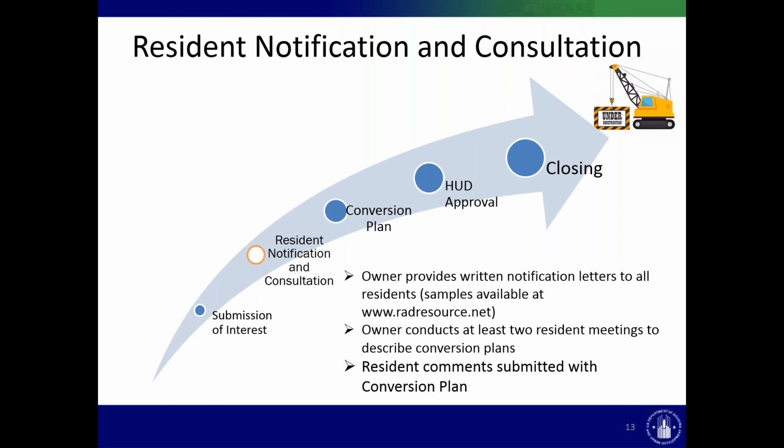Owners must conduct at least 2 resident meetings to describe conversion plans. In some cases, owners might be meeting with residents more frequently if the conversion involves more complicated plans. Any comments that the owner receives during these meetings or in this process must be submitted with the conversion plan, as well as the owner's response to the comments. During this period, owners will typically also be working with residents that may need to be temporarily relocated. Such discussions will generally be on an individual basis and not necessarily in a community meeting setting.